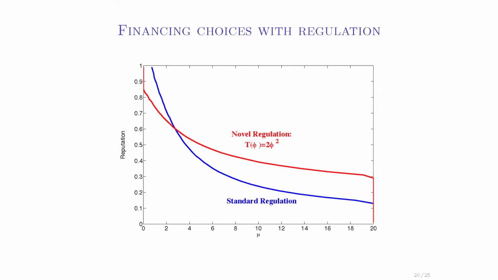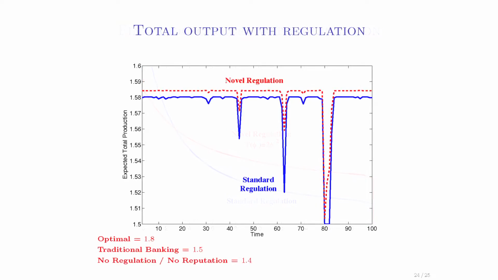If you have a collapse in mu, however, it would imply, without the cross-subsidization, a big movement to traditional banking. That doesn't happen if you cross-subsidize. Okay? Now, just to wrap up, I give some simulations with expected total production. With the regulation that I'm proposing, you can have, on average, more production and also lower volatility.